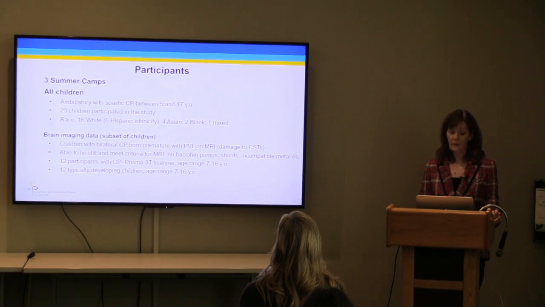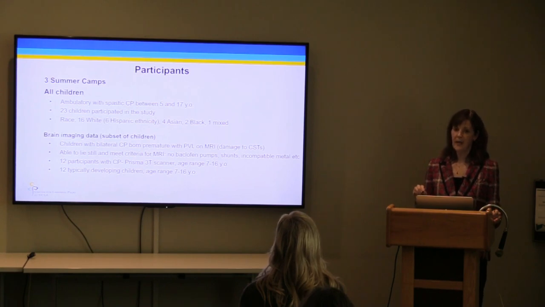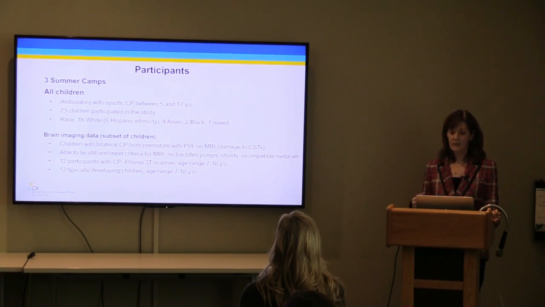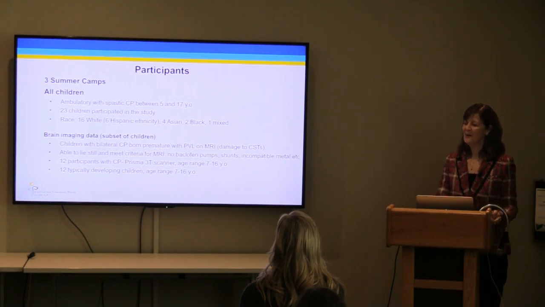We did perform brain imaging for a subset of children, and we wanted to have a more homogeneous group, because you can also have cerebral palsy from an infection, or damage to your brain from something like a traumatic birth. So we wanted it to be a homogeneous group. They needed to have bilateral CP and be born premature with PVL, which is damage to the corticospinal tracts, on MRI. They needed to be able to lie still and meet the criteria for MRI. And this will tell you right here why we only have 12 participants with CP that could do this.